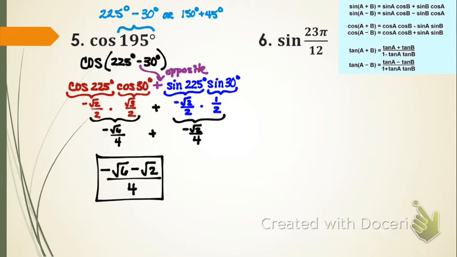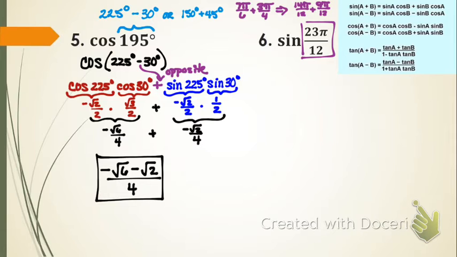So let's look at just the 23 pi over 12. What are some different ways that you guys got to 23 pi over 12? You said what? 7 pi over 6 plus 3 pi over 4. Because what that would be is 14 pi over 12 plus 9 pi over 12. That would get me to 23.